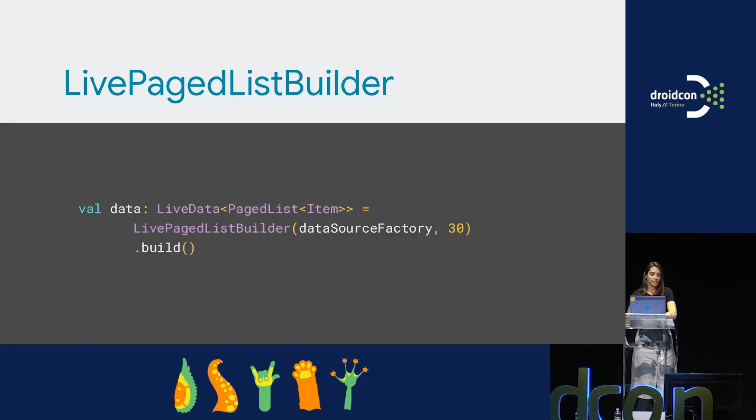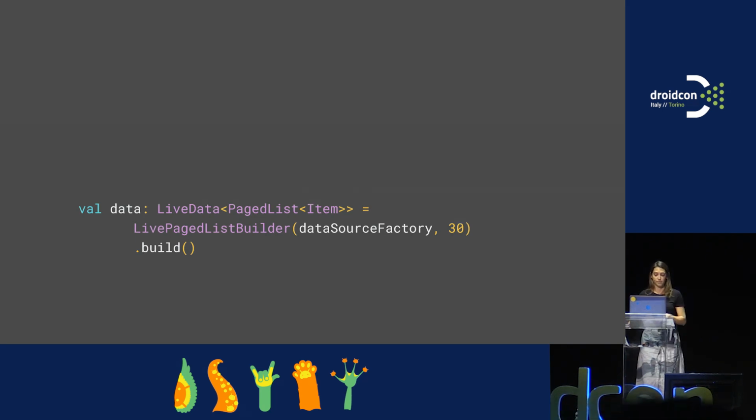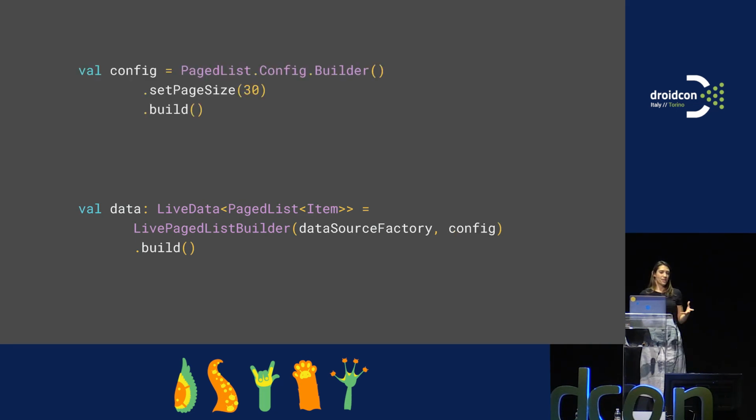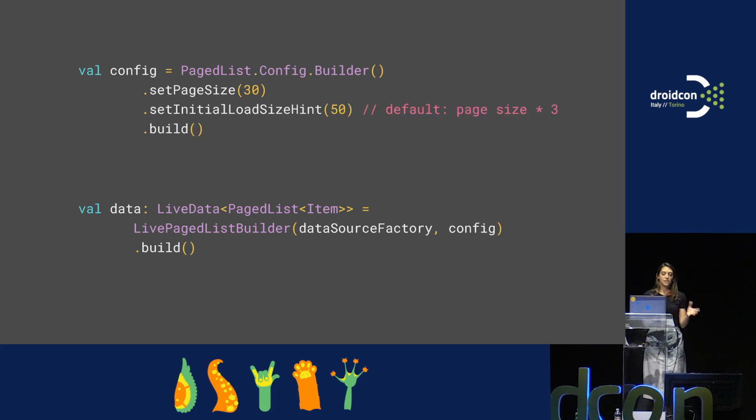But first, let's talk a little bit about the live page list builder. You would construct a live page list builder by using the data source factory and the page items. But sometimes you might actually want to configure something more. There are other things that we allow for configuration. For this, you would use a page list config builder, where you can set things like the page size that we talked about earlier, but also other things like the initial load size hint.